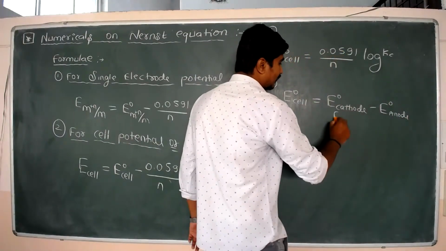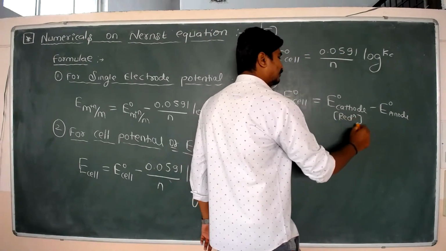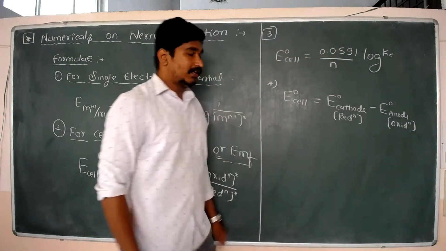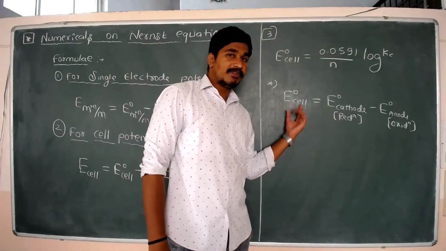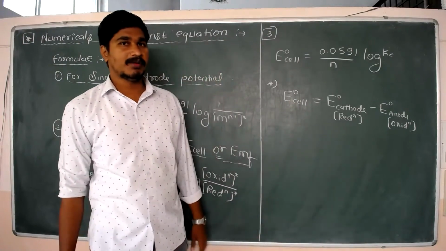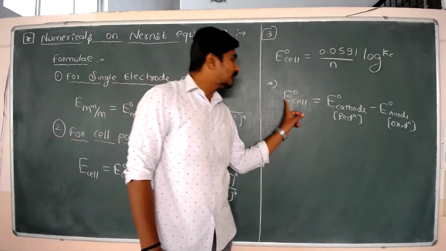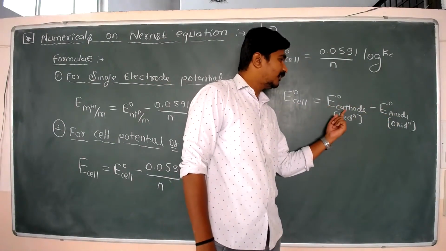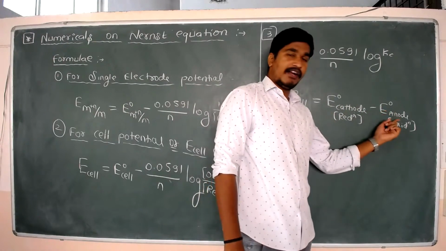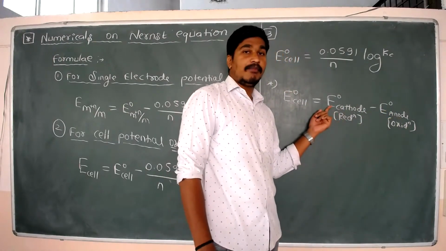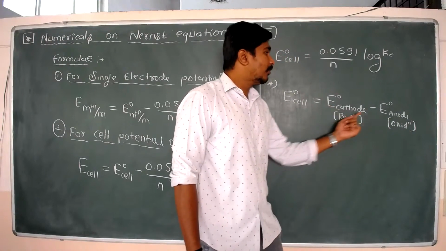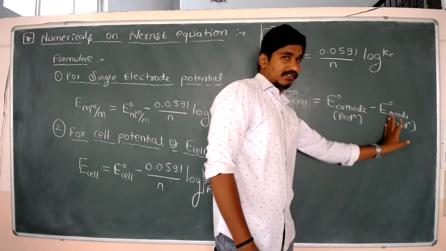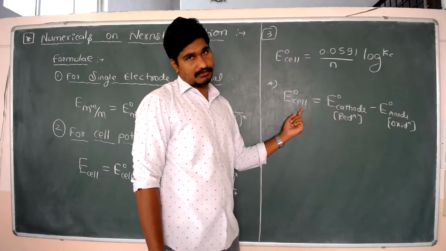Or it can also be written as E naught of reduction minus E naught of oxidation. Clear? Here, sometimes the E naught of cell value is not given directly in the problem. In such cases, you have to calculate the E naught of cell value using two values. He will give the E naught of the cathode value and the E naught of the anode value, or the E naught of the metal ion which is undergoing reduction minus the E naught of the metal ion which is undergoing oxidation. By using these two data, you can calculate the E naught cell value.